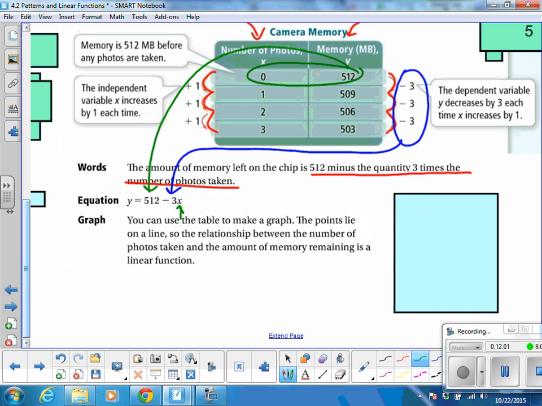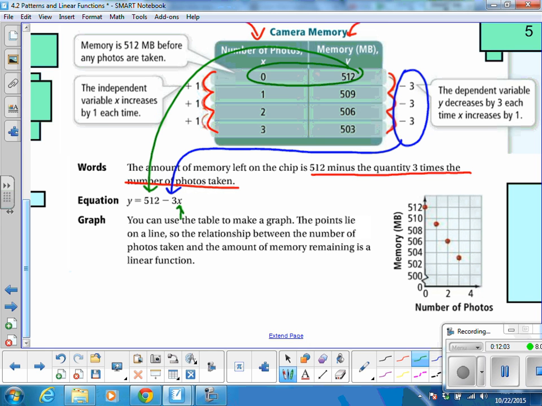My graph will verify that it is linear. Nice straight line moving down. As photos are taken, my memory drops.